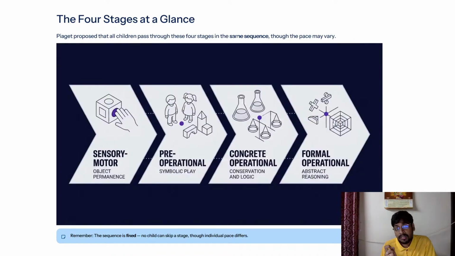So these are the important four stages of Jean Piaget's theory of cognitive development, and you need to understand the right sequence. It starts with sensory motor, then it develops into pre-operational, then it further develops into concrete operational, then it finally develops into formal operational. So this is the right sequence of the four stages. If an MCQ or a match the following question is asked on it, this is the right sequence for the four stages, and the sequence is fixed. This sequence is fixed and it can't be interchanged, and no child can skip a stage, though the individual pace differs. So it's a very fixed stage.